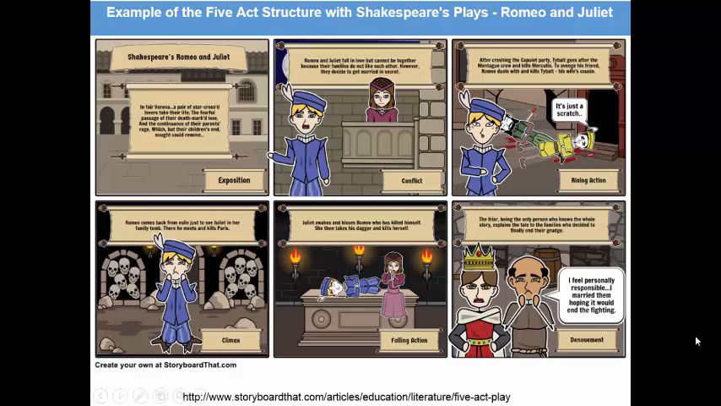Here's an example of the 5-act structure using one of Shakespeare's plays, Romeo and Juliet. You can see that in the first panel we have the exposition, which is the background information. It's like the introduction in a novel. And the remaining panels show the 5 acts of the play. Again, think of them like chapters of the story.